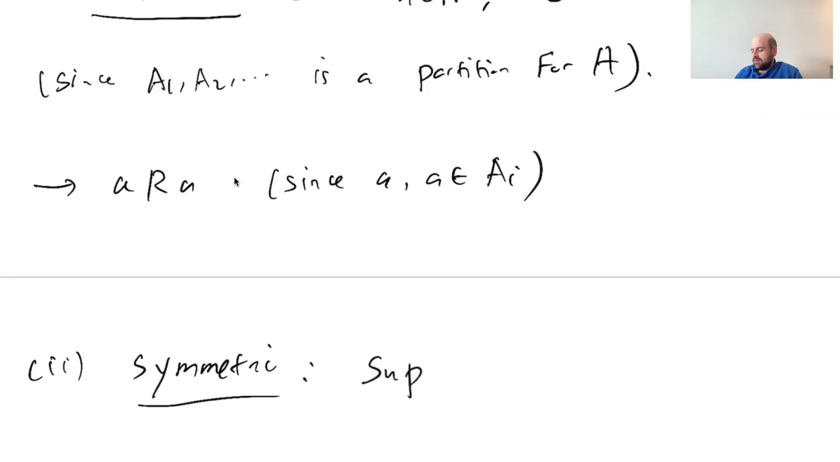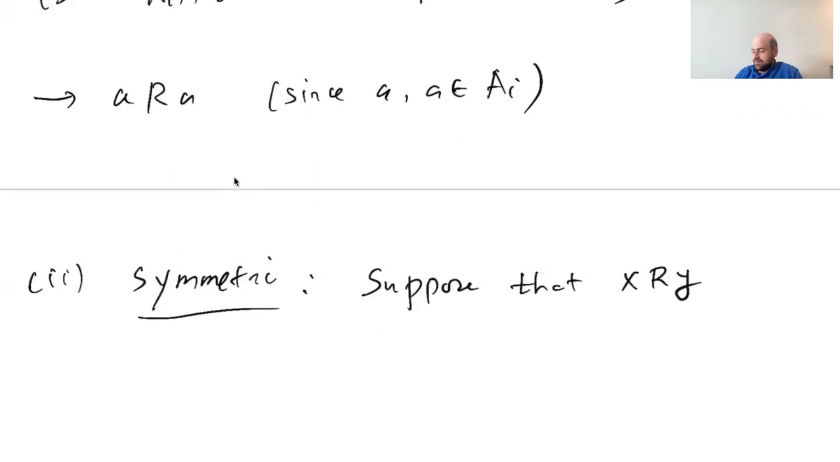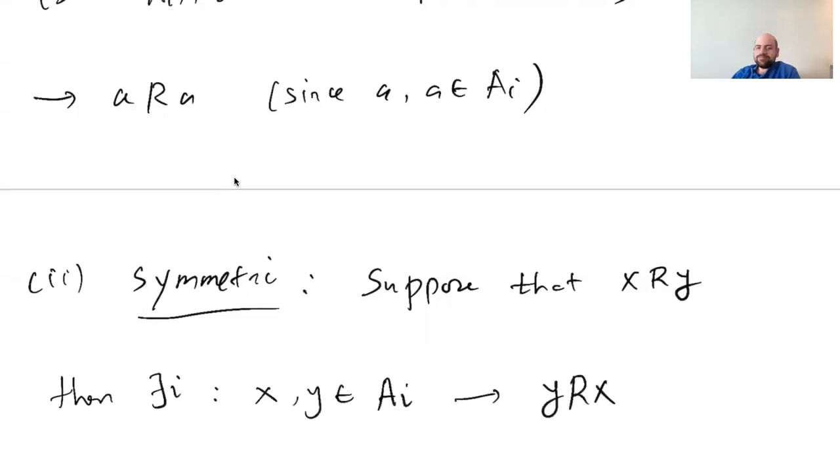So suppose that X is in relation with Y, then what can we say? Then we can say there exists some index I such that X and Y, they're both in AI. Well, the same reasoning means that Y and X are also in the relation, for X and Y both in AI for some I. Therefore, Y is also in relation with X.